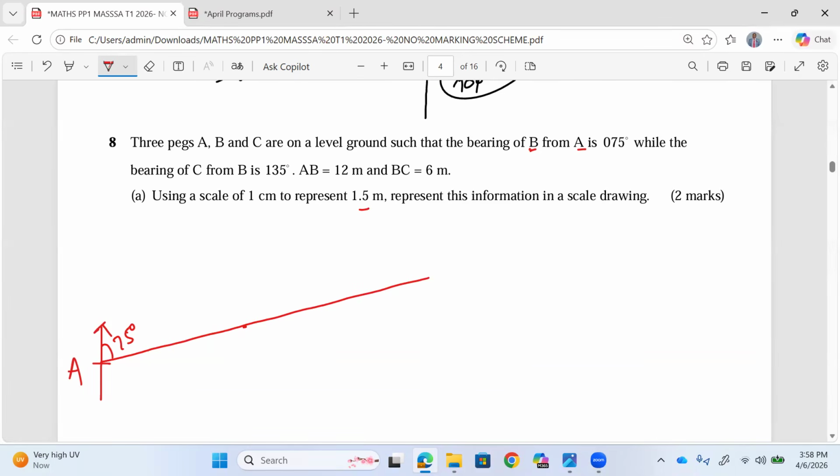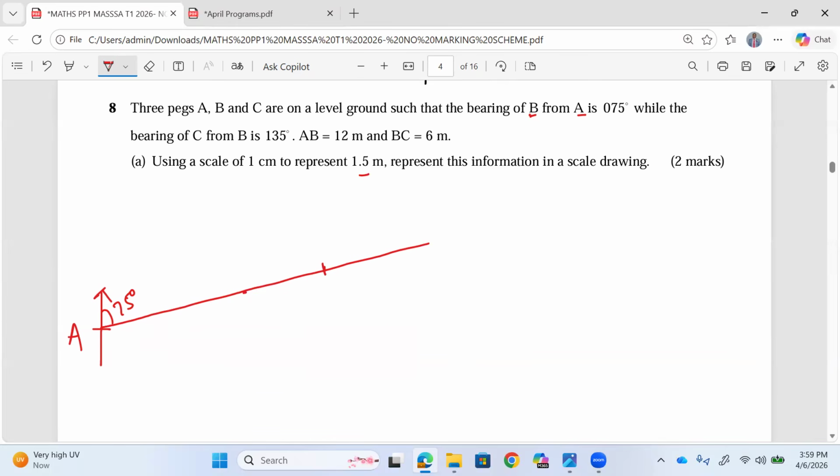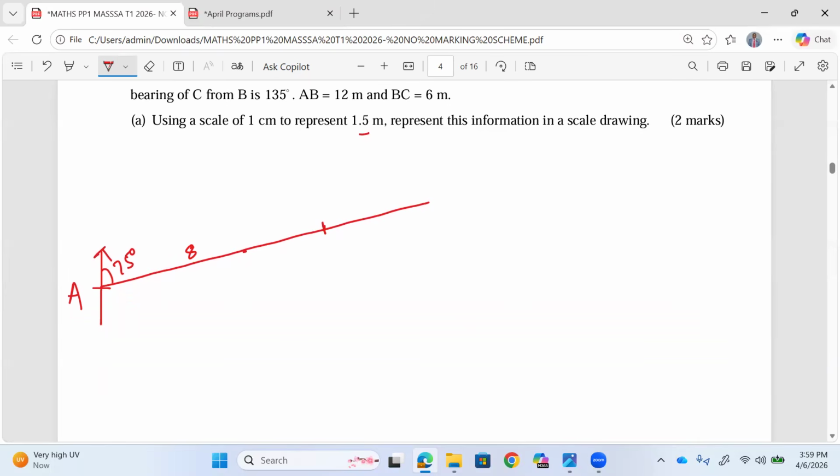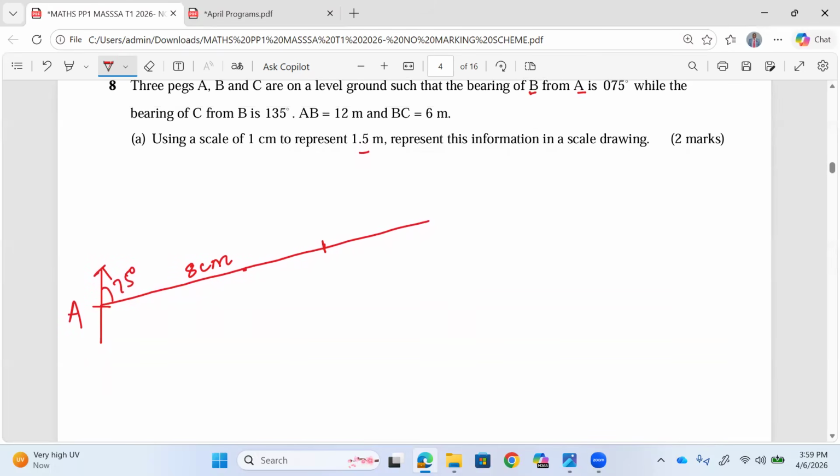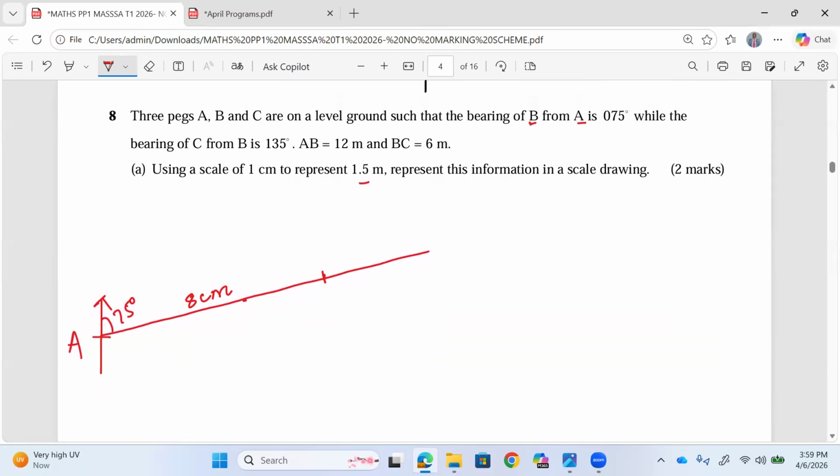Along AB, we measure exactly 8 centimeters. You put a mark there. So this is 8 centimeters. 8 centimeters are representing the 12 meters. Again, we can raise a very perfect vertical compass at that point. This is our point B.